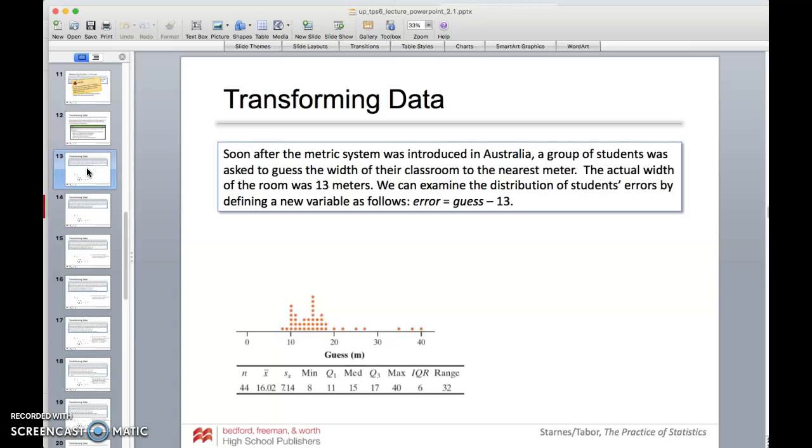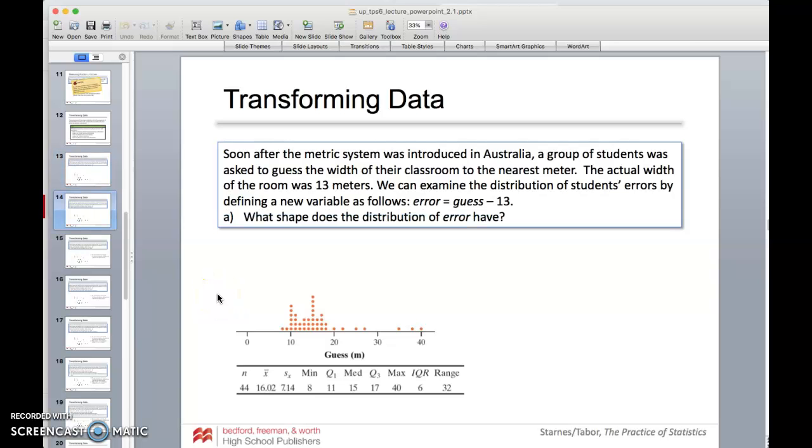Soon after the metric system was introduced in Australia, a group of students was asked to guess the width of their classroom to the nearest meter. The actual width of the room was 13 meters, and we can examine the distribution of students' errors by defining error as their guess minus 13. That's how far off they were. We have those plotted here on a nice little dot plot.